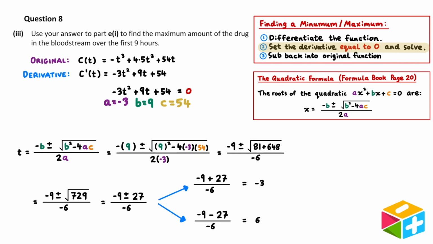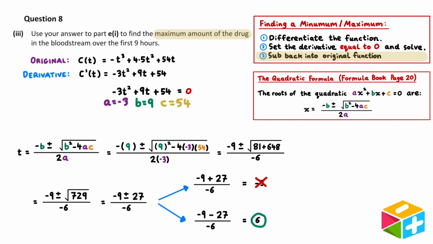But remember, t represents a time in hours. In this context, a negative value of t doesn't really make sense. So we can rule out the t equals minus 3 and focus on the t equal to 6 moving forward. The interpretation here is that the drug amount will be maximised after 6 hours. However, we weren't asked to find the time when the drug amount is maximised. We wanted to find the actual amount of the drug at this time.